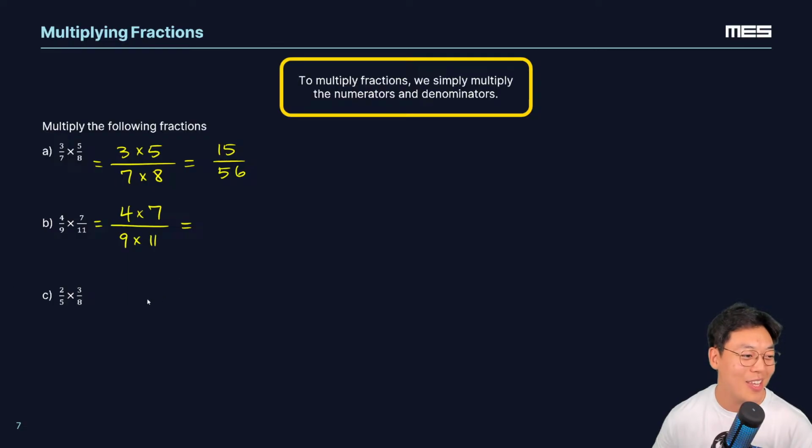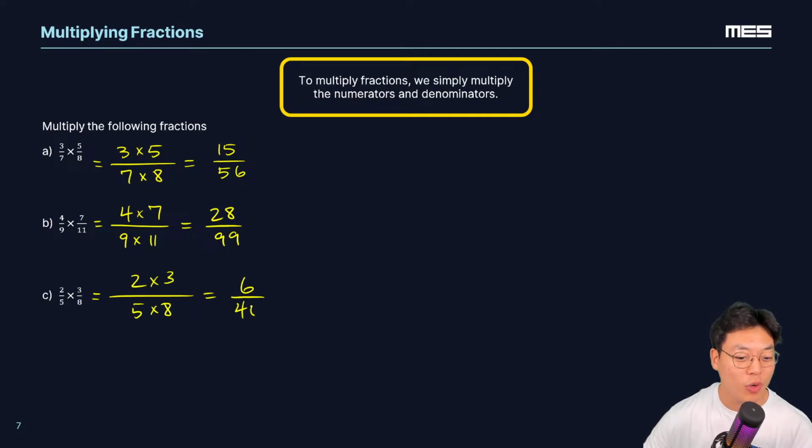Great, Max. Love that you gave Chloe a chance this time. 4 times 7 is 28. 9 times 11 is 99. Awesome. Now, for this next one, we'll do the same thing. We have 2 times 3 over 5 times 8, and we get 6 over 40.